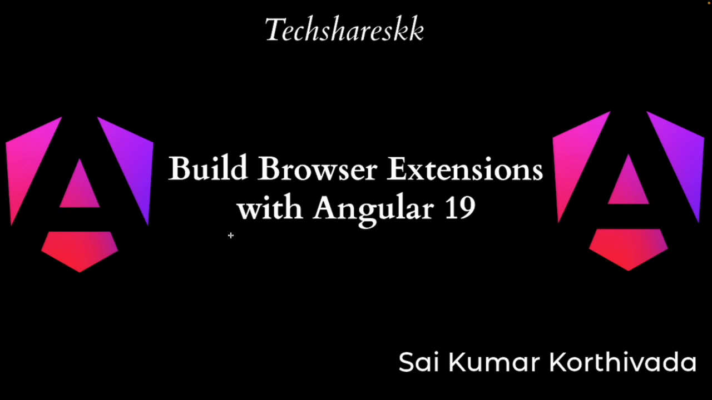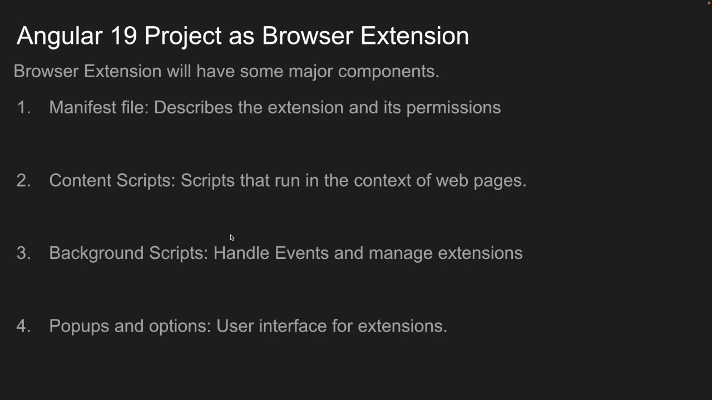So let me go into another slide. Here, let's talk about browser extension. A browser extension will have some major components: one is the manifest file, content scripts, background scripts, pop-ups and options. The first thing which is very important, without which we can't do anything, is the manifest file. Whenever you have this manifest file in your build structure, it automatically checks the extension and also it will check the permissions. I'll show you how the manifest file looks.